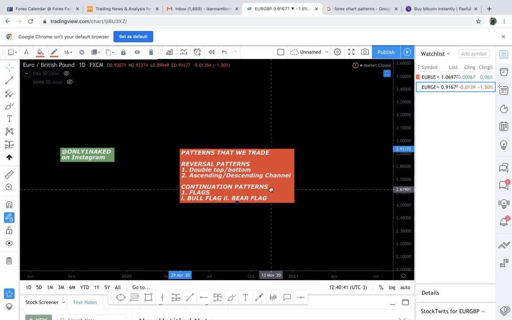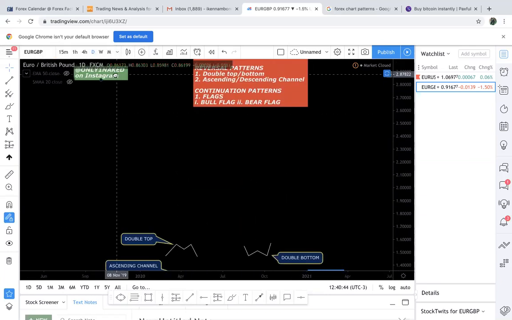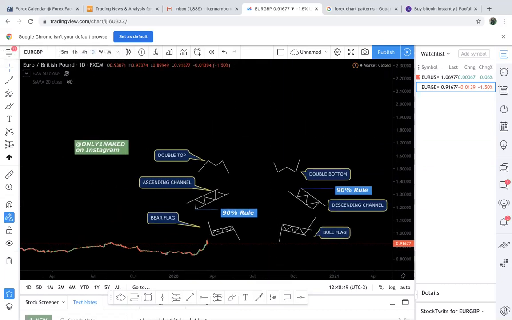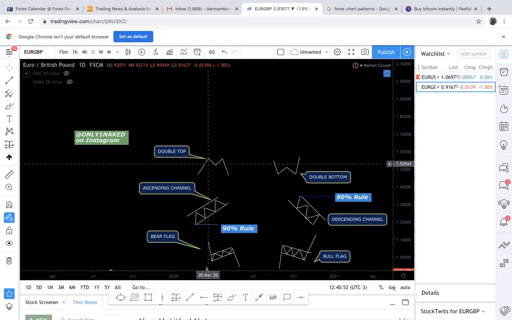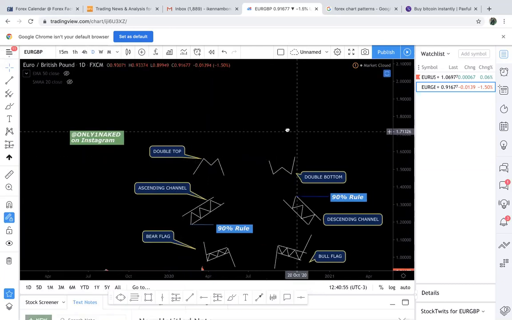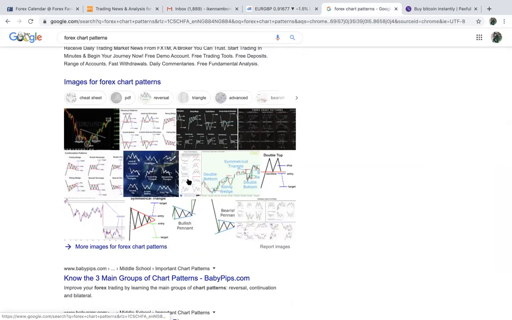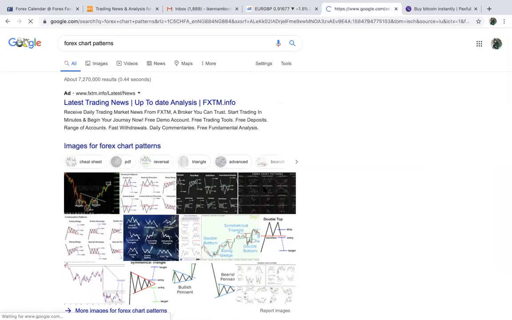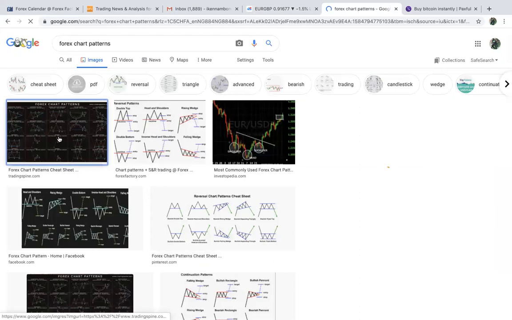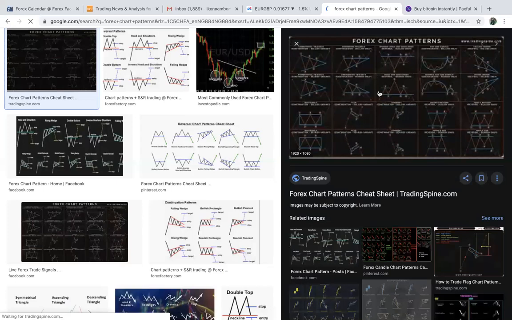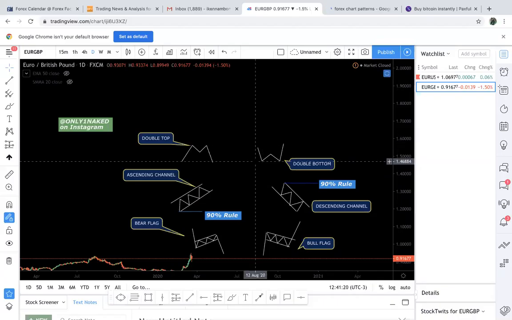I'm going to give you guys an example of this right here on my chart. Talking about reversal patterns, one, we have the double top. You can see how I was able to identify it right here. But before then, you can go online and search for forex chart patterns. If you click on it on Google, you can see all of them right here, including reversal and continuation. You can study them on Google, but me, I'm just going to give you guys an inch about them.